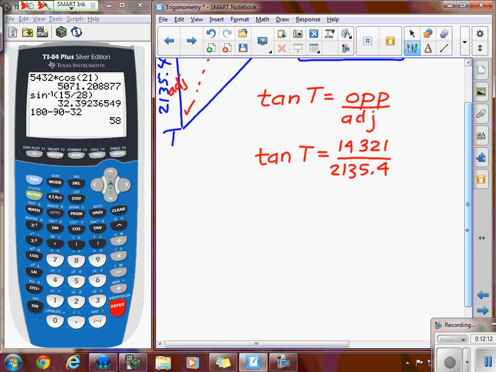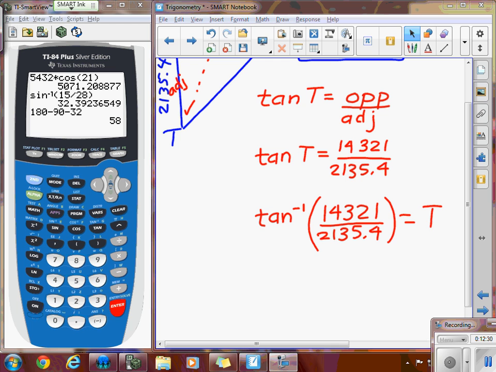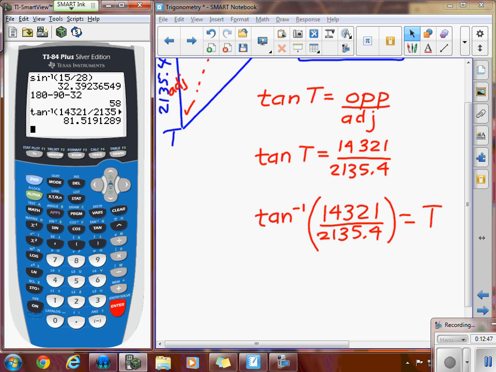We simply take the inverse tan. So we say the inverse tan of 14,321 divided by 2135.4 will tell me angle T. So now just go to your calculator and take the inverse tan of 14,321 divided by 2,135.4. Close that bracket, hit enter, and if you're in degrees, we should get this 81.5.